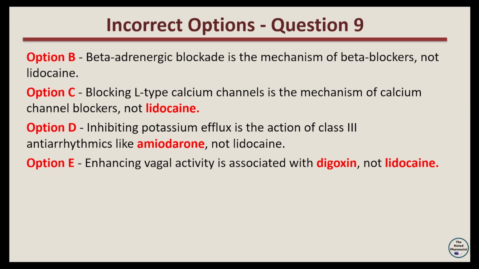Option B, beta-adrenergic blockade is the mechanism of beta blockers, not lidocaine. Option C, blocking L-type calcium channels is the mechanism of calcium channel blockers, not lidocaine. Option D, inhibiting potassium efflux is the action of class 3 antiarrhythmics like amiodarone, not lidocaine. Option E, enhancing vagal activity is associated with digoxin, not lidocaine.